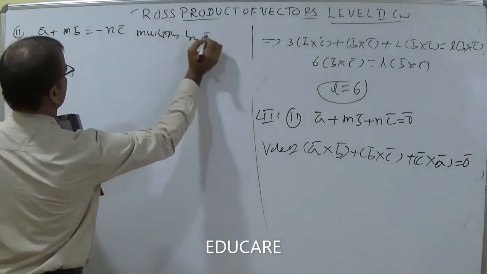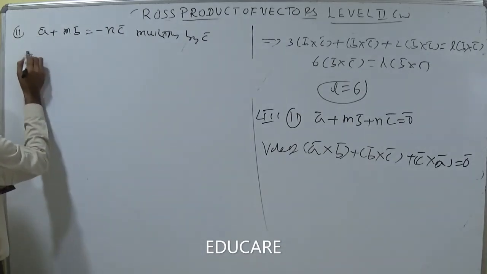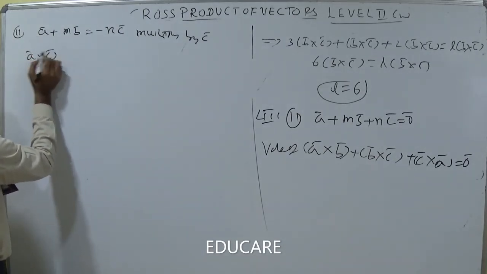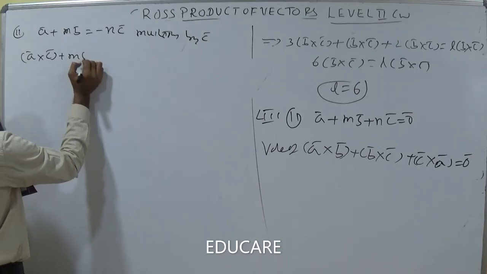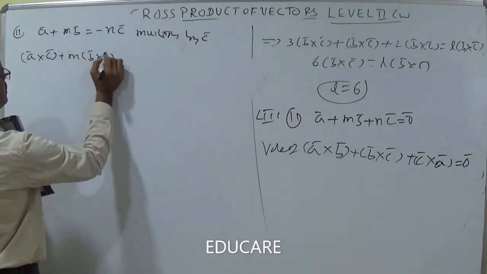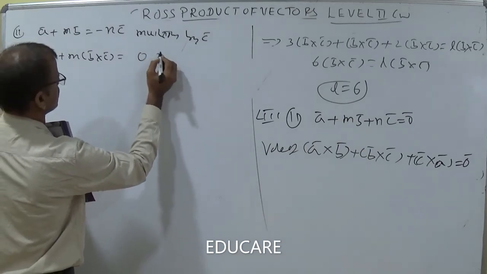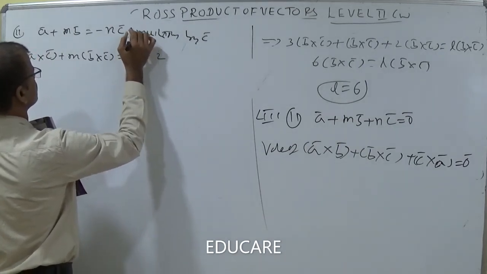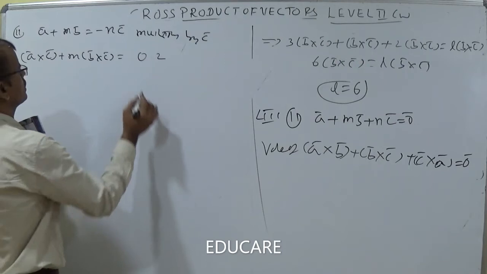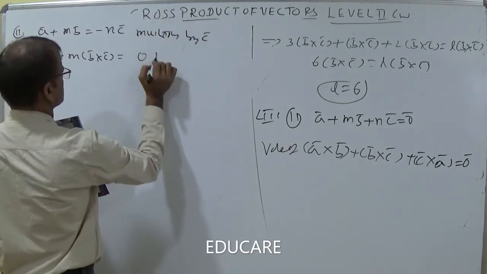Multiply by C bar. We can get A bar cross C bar plus M into B bar cross C bar equal to 0. Let it be the first equation. A plus B is equal to NC.